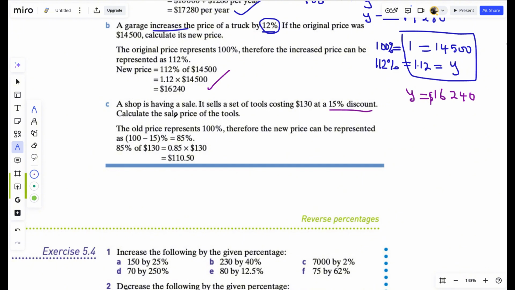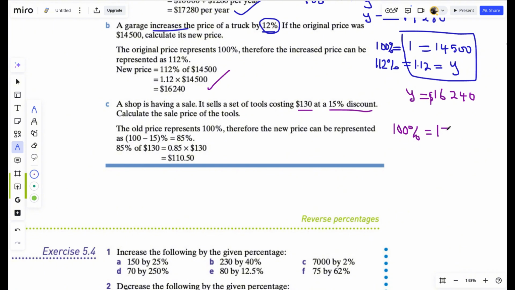This is a decrease. It sells a set of tools costing this one. This is the original cost at 50% discount. Calculate the sale price of the tool. Now you say 100%. First, you must always write the 100% price. If we change to multiplier straight away, so to save space and time, it is equal to 1.